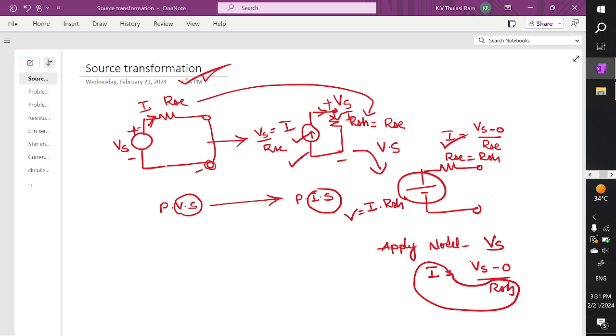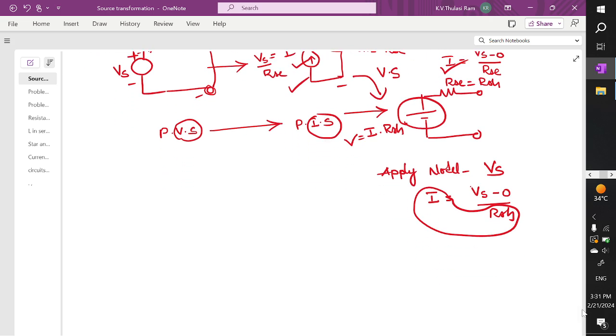So like this, you can convert a practical voltage source into a current source, or a practical current source into a voltage source. These techniques are called source transformation techniques. Let's try to solve some problems for your clarity.